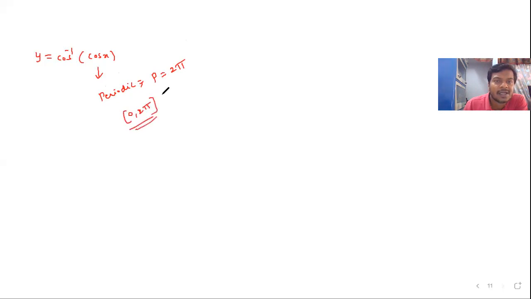Next, we will discuss y equal to cos inverse of cos x. Clearly, cos x is periodic and its period is 2 pi. So, draw the graph in the interval 0 to 2 pi first, and then extend the graph.